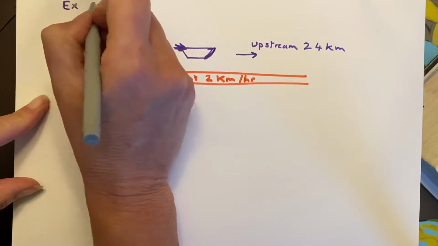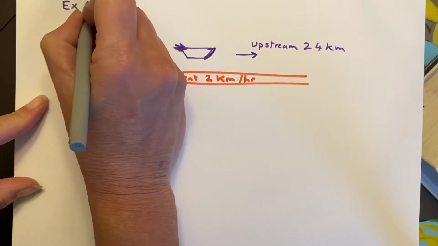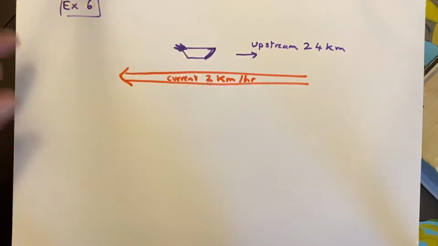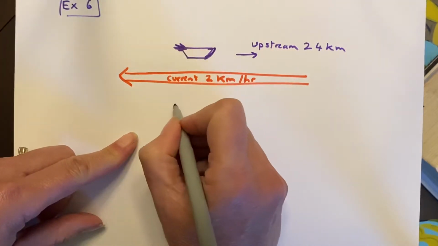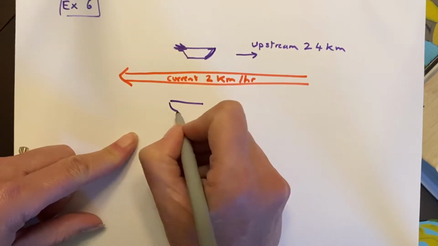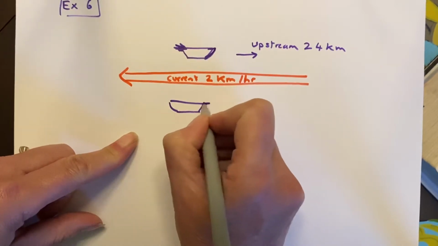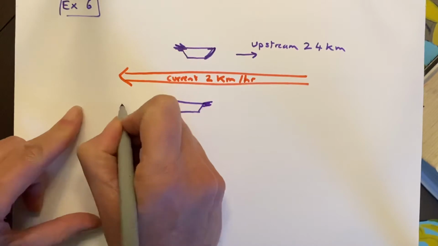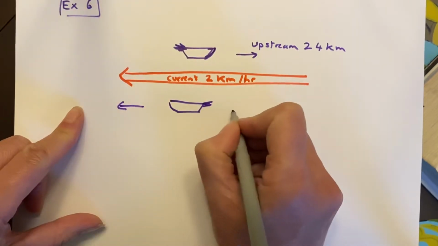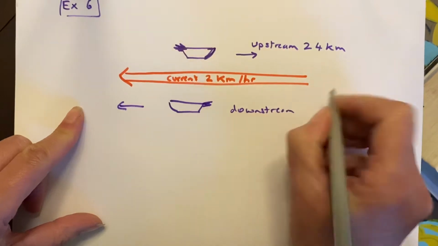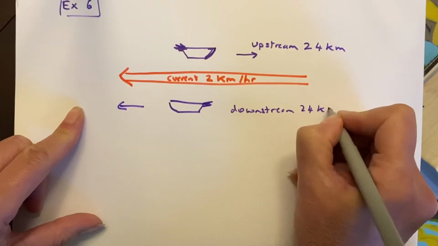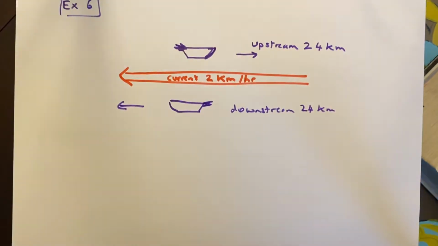By the way, this is example 6. Told it goes upstream against the current, and then it turns around. It goes the other way. And my boat looks equally bad in the opposite direction. Here it's going downstream, same distance, 24 kilometers. Write an equation that gives total travel time.